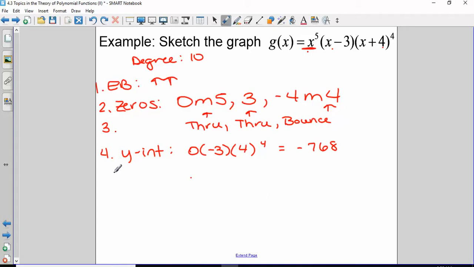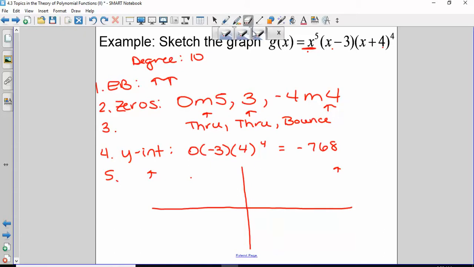Okay, step 5 is the graph. I know my end behavior was up, up, so both ends should be pointing up. My zeros are where we hit the x-axis. Hold on, that's not -768, is it? That's an easy one. I didn't multiply by my 0. Yeah. I ignored that. 0 times anything is 0, isn't it? That's much prettier.